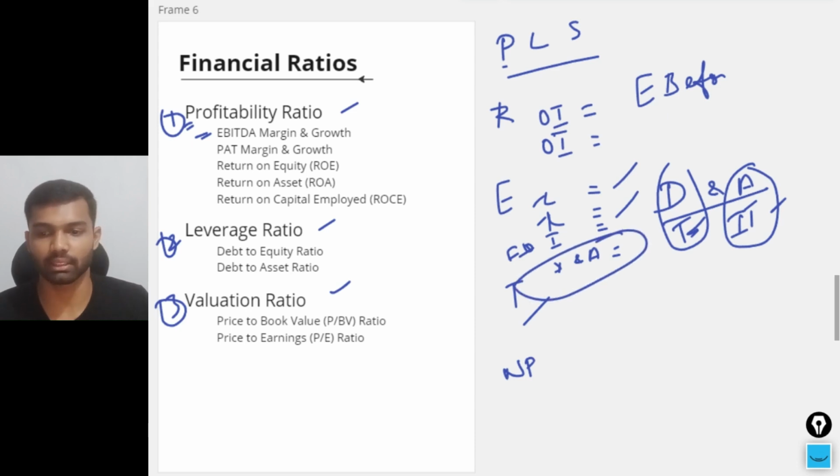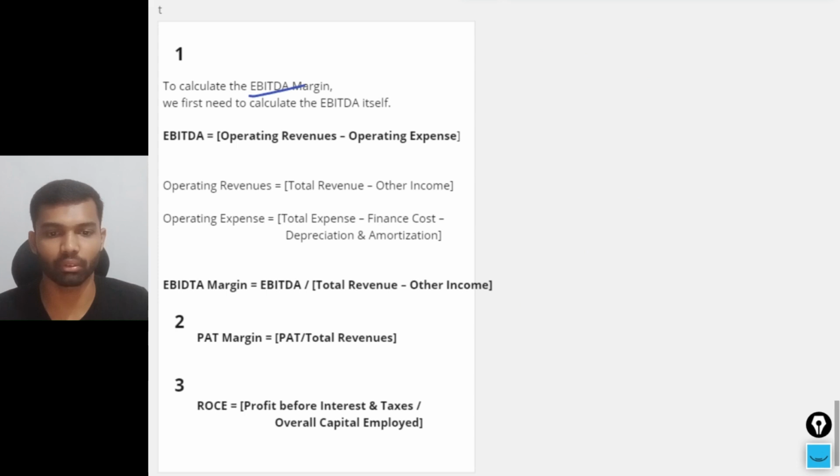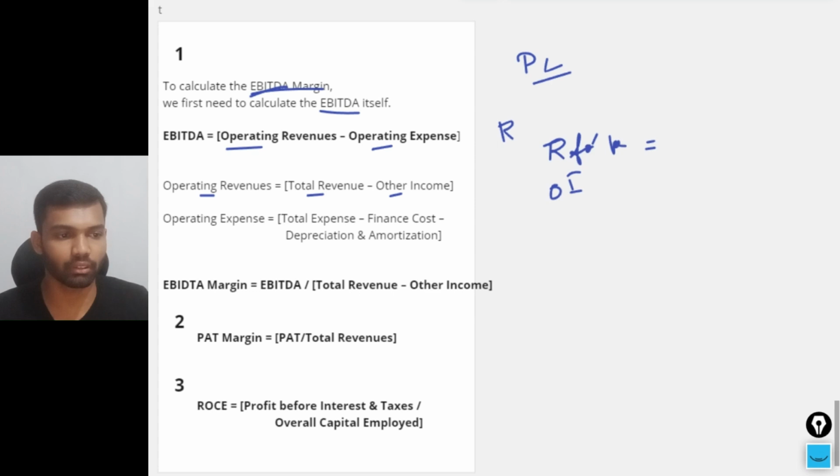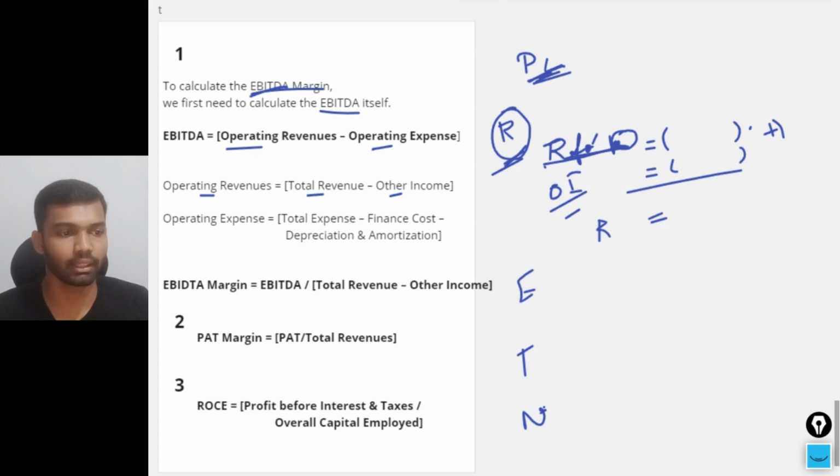For this there is a formula. To calculate the EBITDA margin, first we should know what EBITDA is. The formula for EBITDA is operating revenue minus operating expense. The operating revenue is nothing but total revenue minus other income. We saw in the P&L statement, under the revenue, there will be revenue from operations as well as other income. If we add the revenue from operations plus other income, we get the value called the overall revenue of the company. And to calculate the operating revenue, we should take the total revenue, that is this value, minus other income.